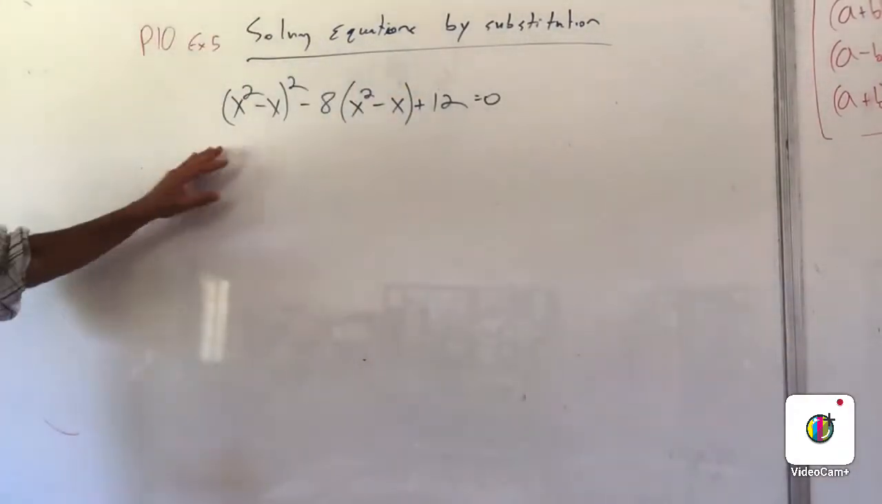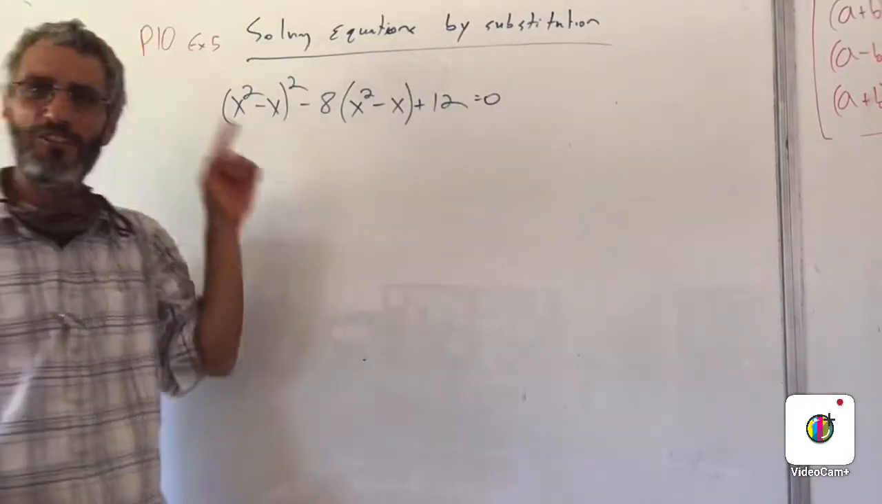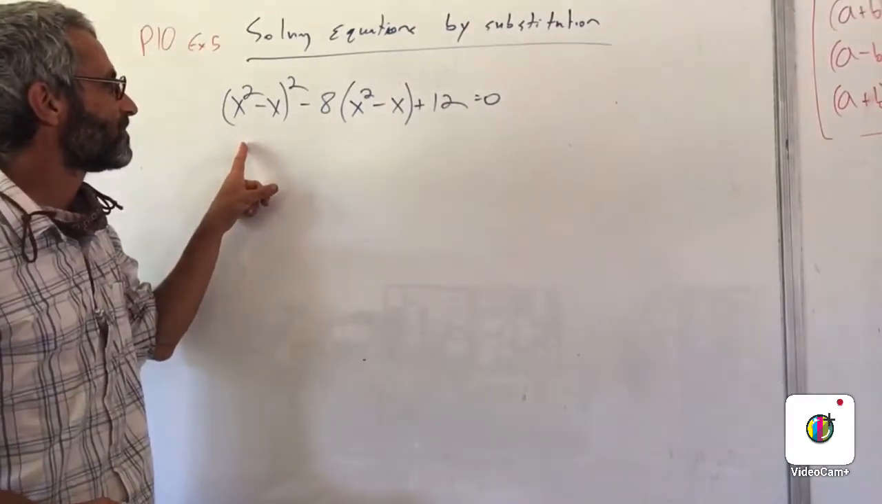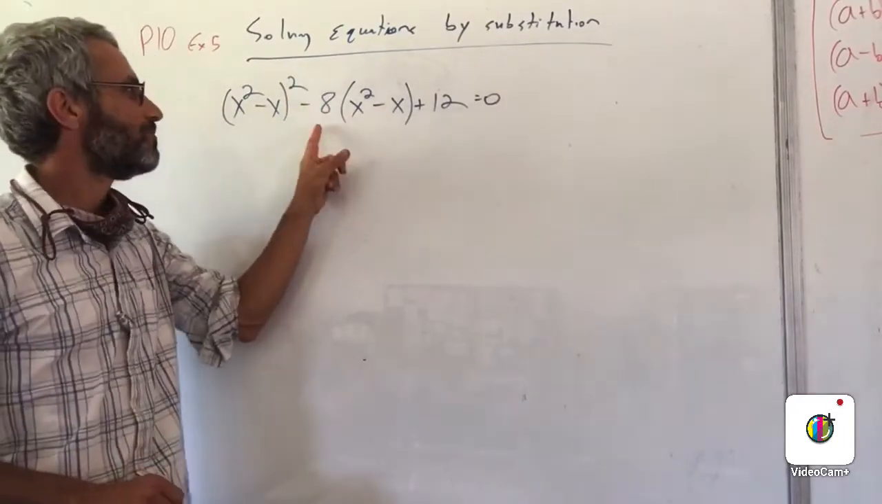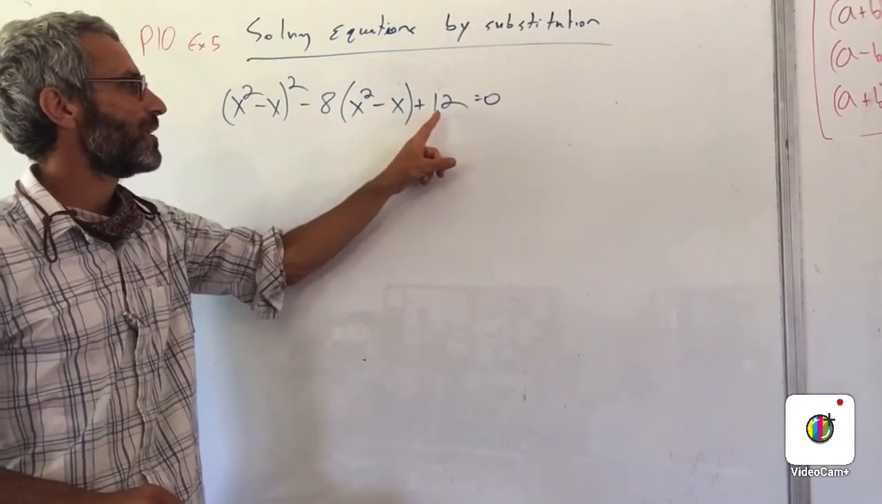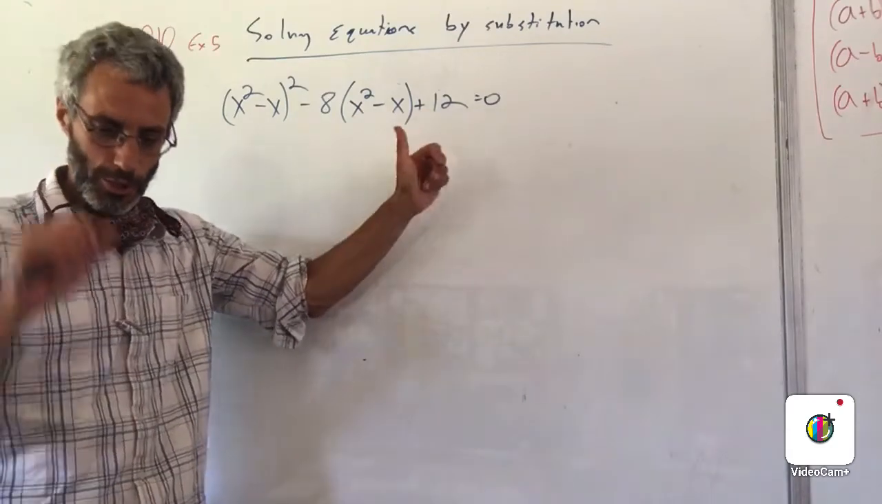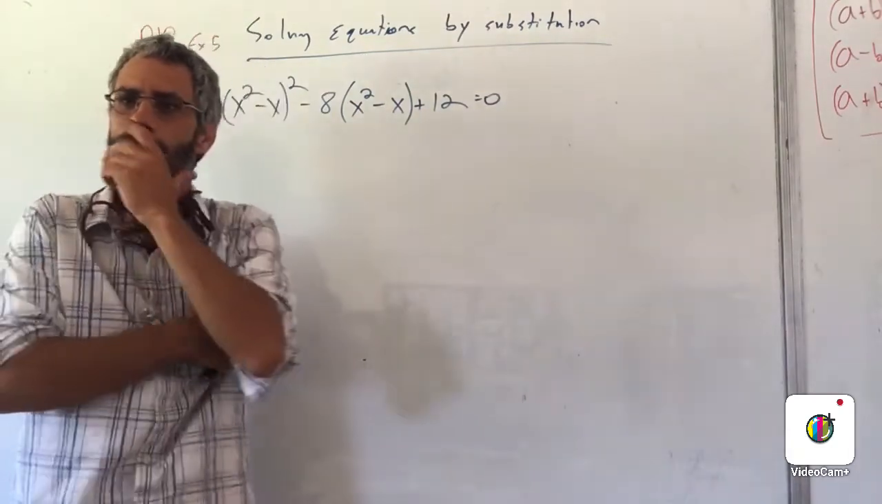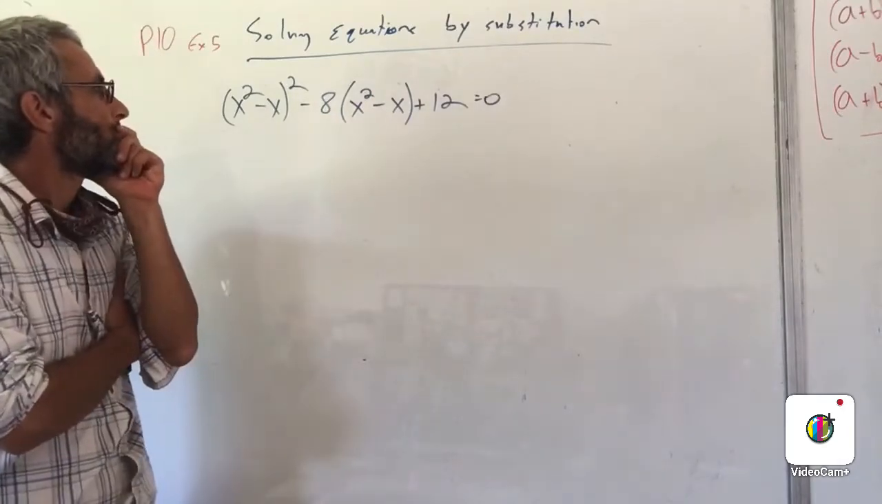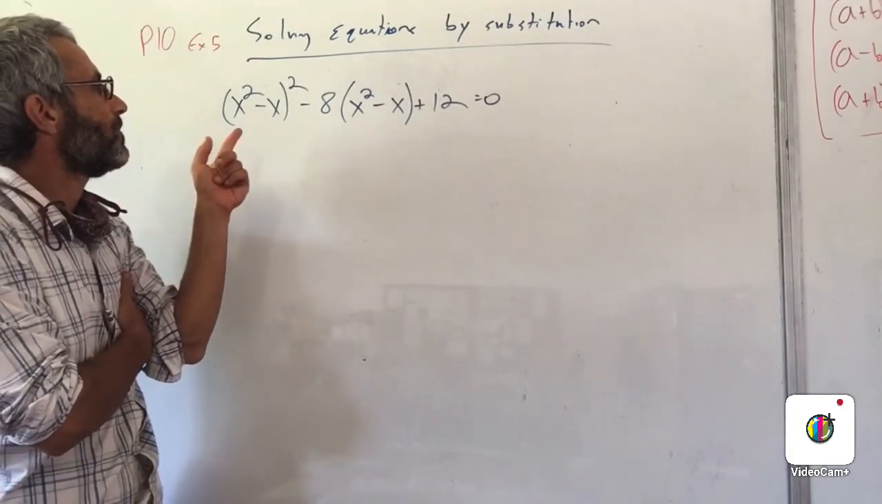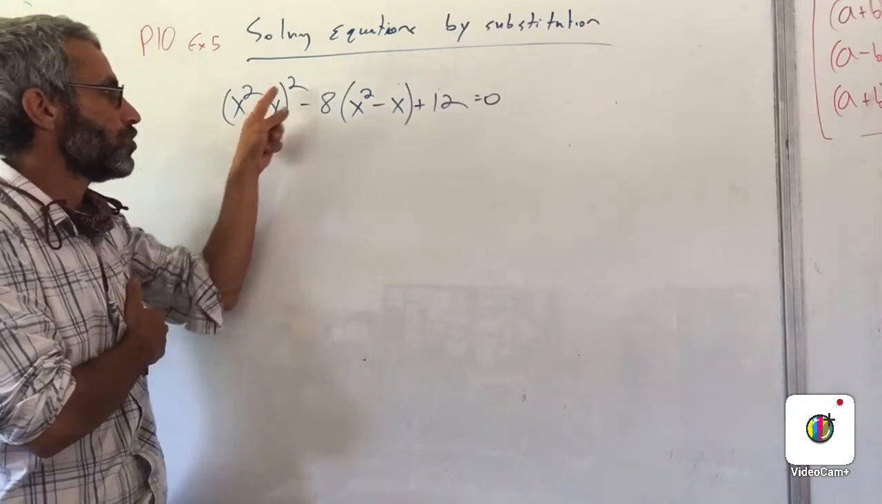Okay, we've got something like this: (x squared minus x) squared minus 8 times (x squared minus x) plus 12. What should we do? (x squared minus x) squared. So you're basically saying, sir, let's open it.